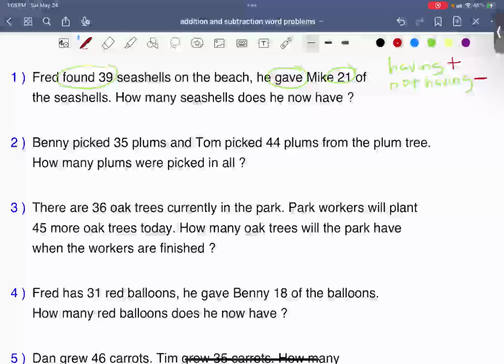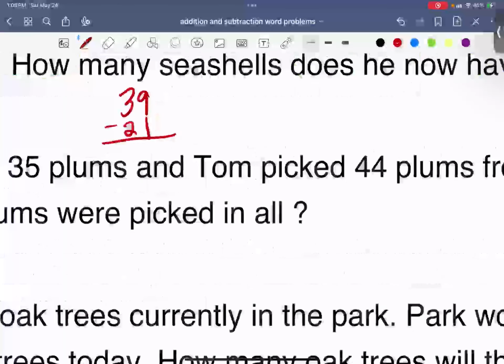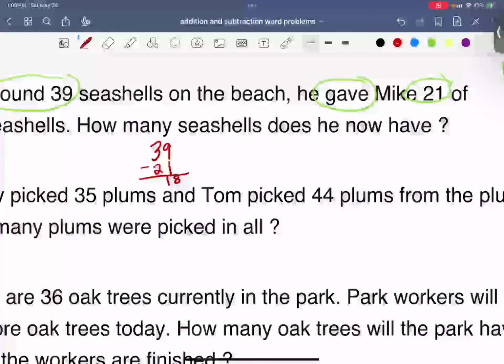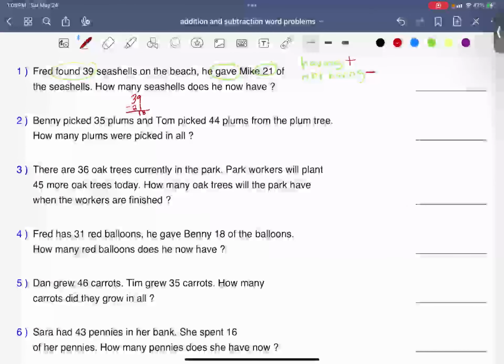So I'm going to subtract 39 minus 21, and that gives me 18. So my answer is 18 seashells. Let's look at number two.